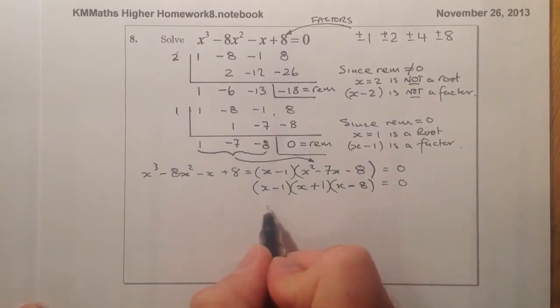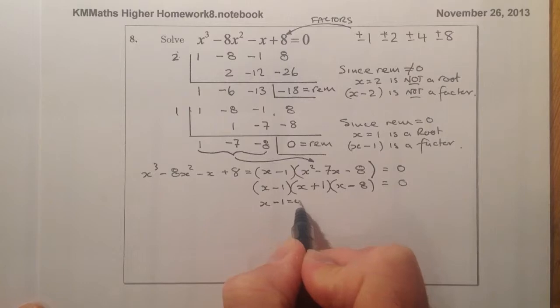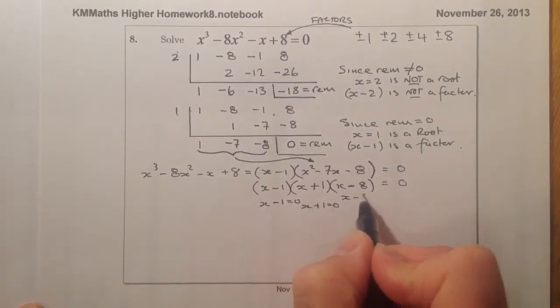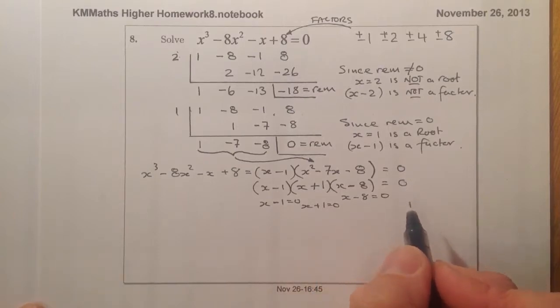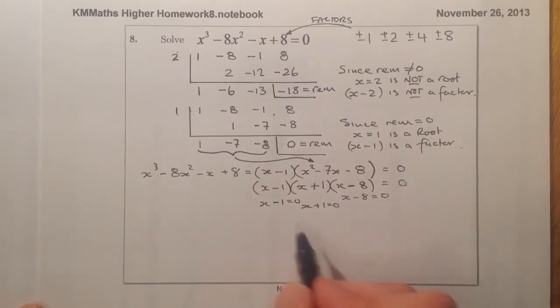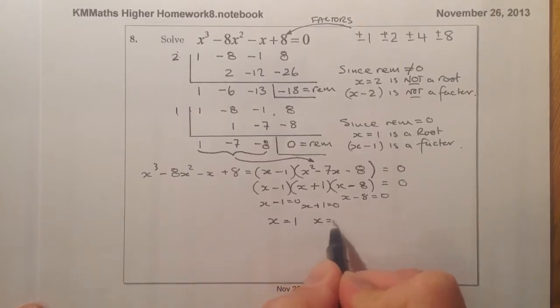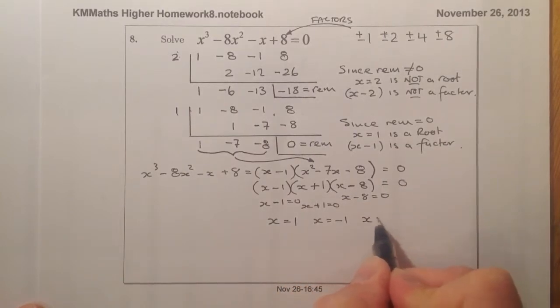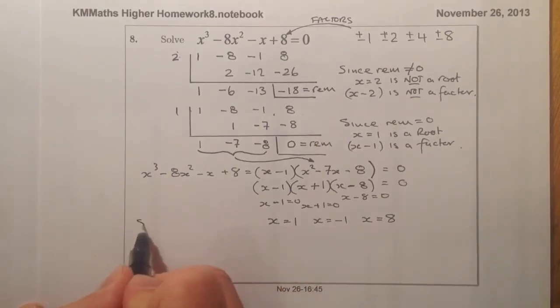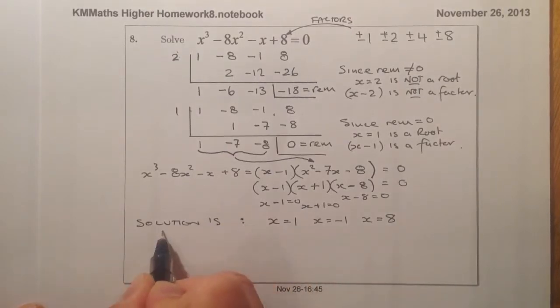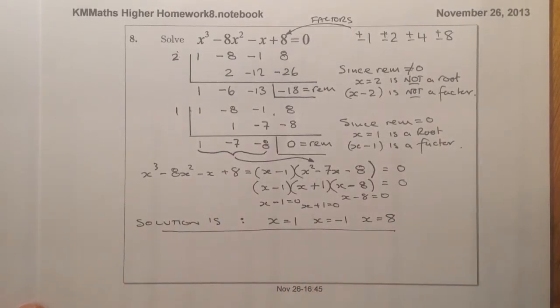From there what I'm going to do is I'm going to work out my roots from here. So I've got x minus 1 equals 0, I've got x plus 1 equals 0, and I've got x minus 8 equals 0. Okay, so from there what I'll do is I'll find out that x equals 1, x equals minus 1, and x equals 8. And that's my solution there.